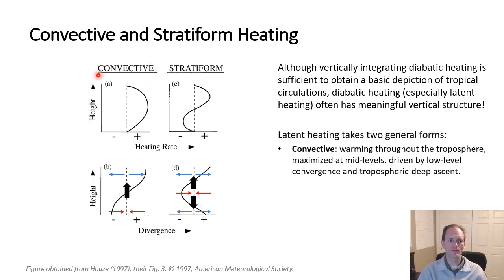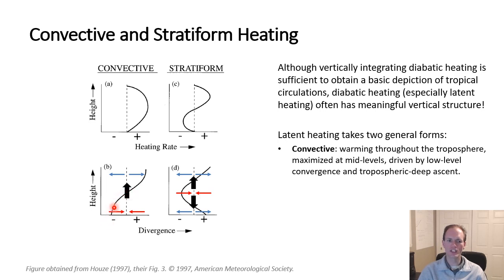So here on the left panels, we have our convective heating. This is associated with warming throughout the troposphere, with a maximum here in the middle portion of the troposphere. This is driven by low-level convergence. Positive values are divergence, negative values are convergence.